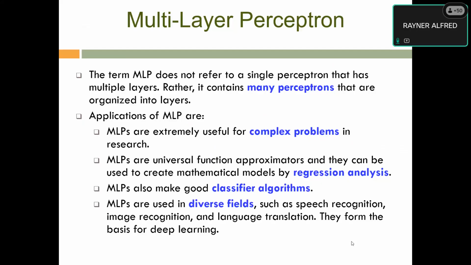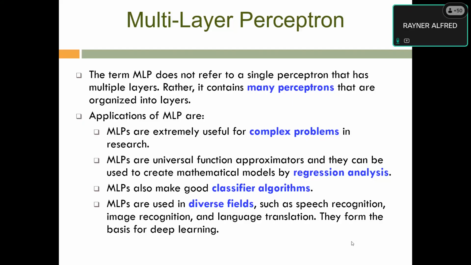Okay, now we move on to the second part of the lecture today. We look at the multi-layer perceptron. This is not referred to as a single perceptron that has multiple layers, but rather it contains many perceptrons that are organized into layers. So basically we have a few layers.